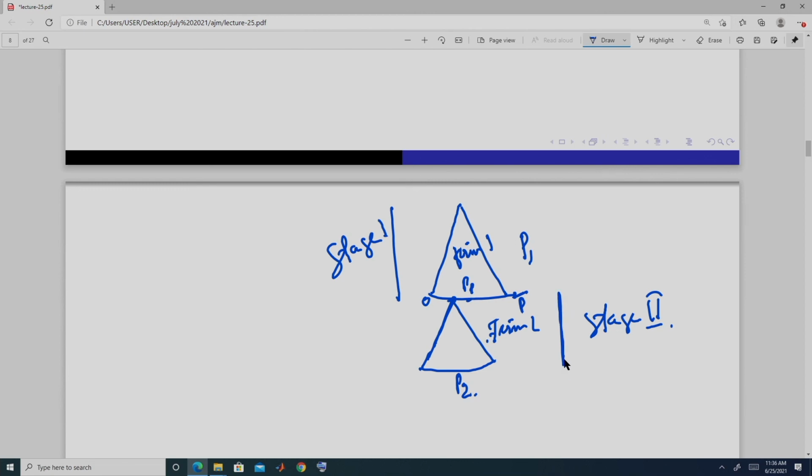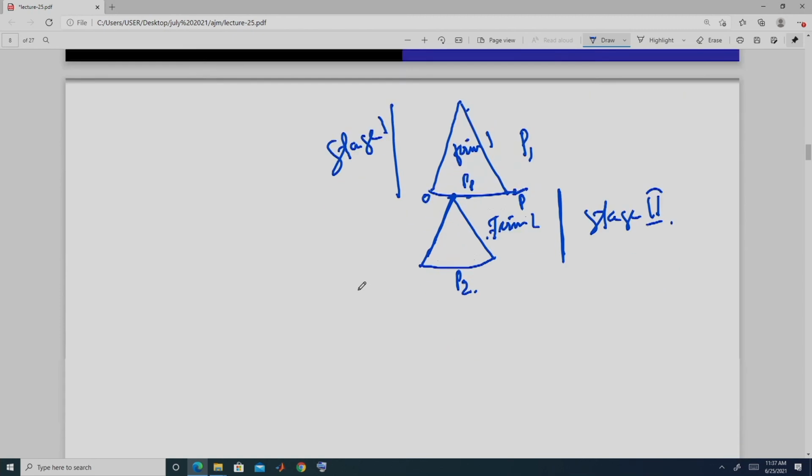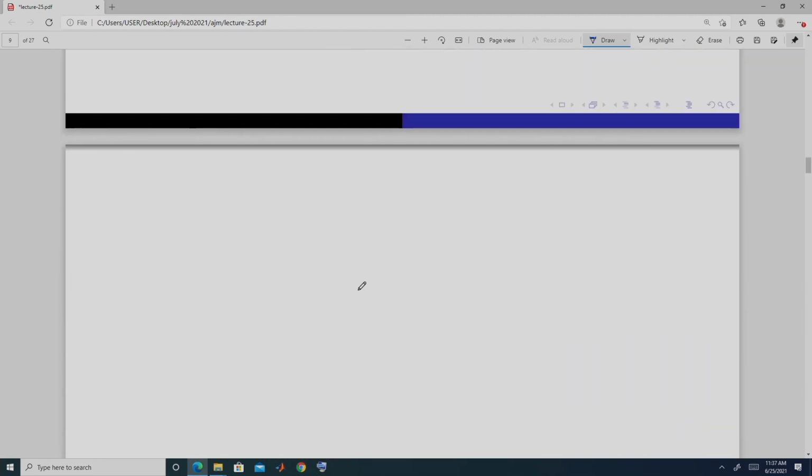So, we first solved this, and taking the optimal solution in this stage, we solve this. This is the way we solve a dynamic game. Okay. So, let us solve this.